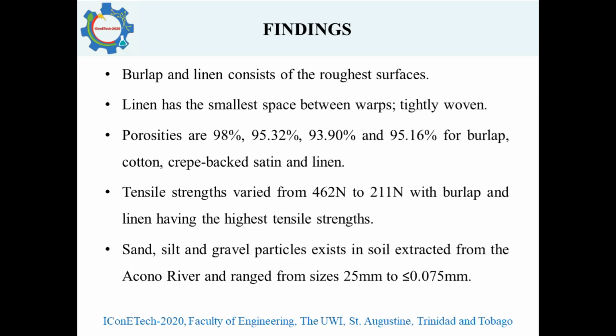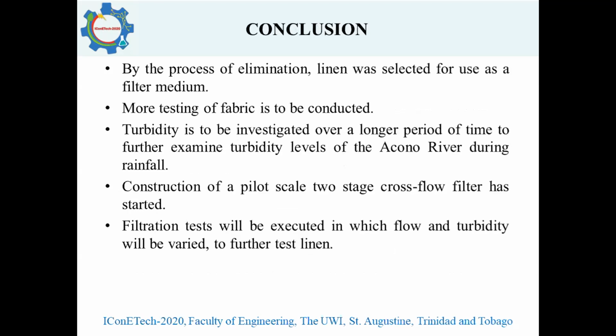And the particle types were sand, silt, and gravel, ranging from 25 millimeters to less than or equal to 0.075 millimeters, and even the pan sizes. So in conclusion, from the process of elimination, it was found that linen was the most suitable fabric and is selected for use as a filter medium.